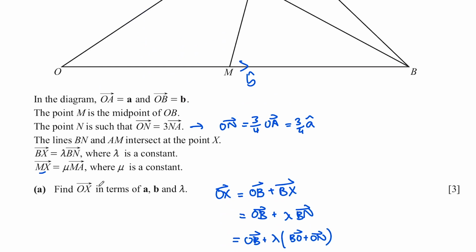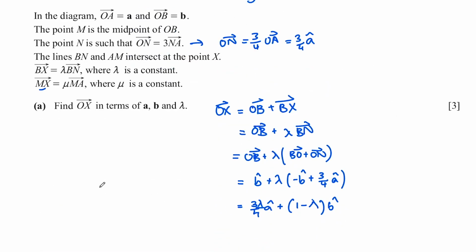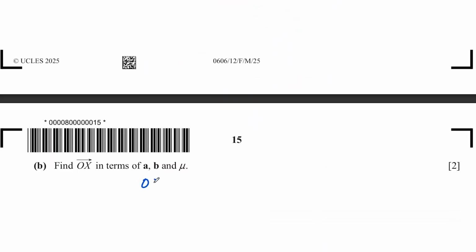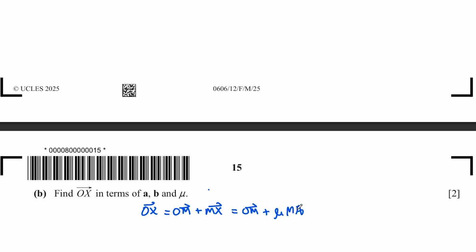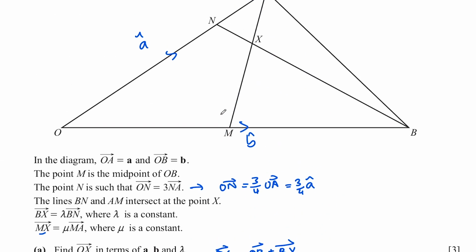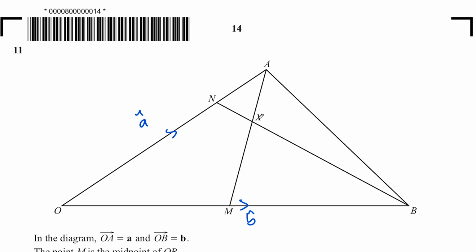Okay, so we can write OX as OM together with MX, and then MX as a mu MA. Okay, so MA, how do we do that? MA will be going from M to O and O to A. Okay, so we can do that.